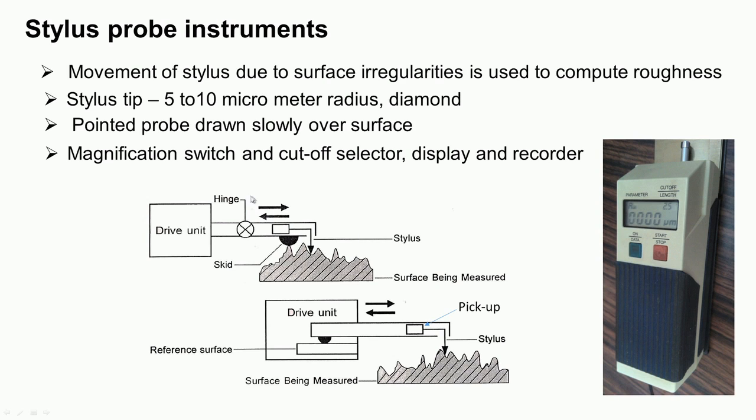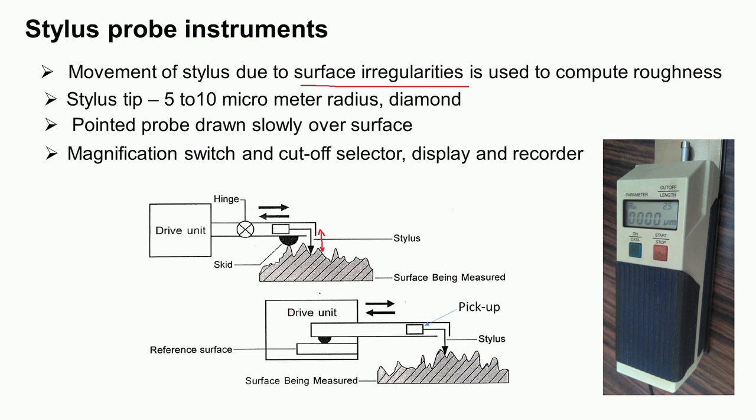Now let us study some of the stylus probe instruments, the design of the stylus probe, and what are the various elements of stylus type instruments. Now you can see here we have the surface being measured. We have asperities, peaks and valleys, etc. And then we have a pointed stylus here. That pointed stylus is made to move on the surface under question, and because of these asperities, the stylus will move up and down.